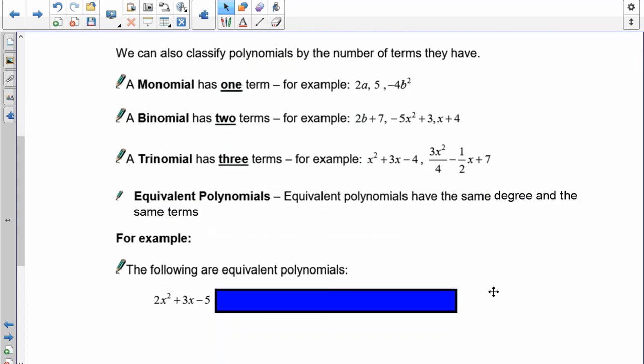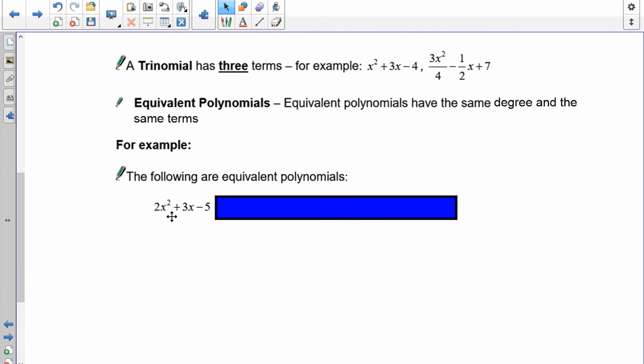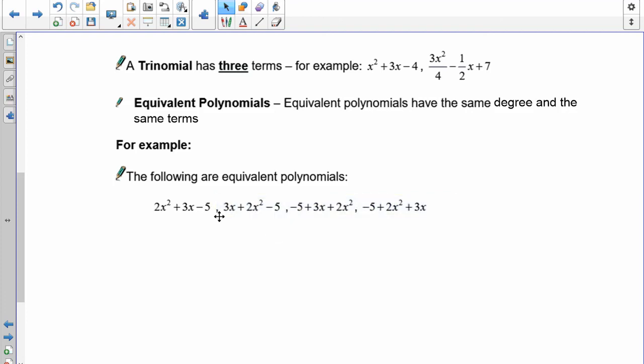Now, equivalent polynomials are polynomials which have the same degree and the same terms. So for example, I can rewrite 2x squared plus 3x minus 5 in several different ways. I can change their order. 3x plus 2x squared. Remember, this is a negative 5, minus 5. I can take the negative 5 and put it out front. Negative 5 plus 3x plus 2x squared.